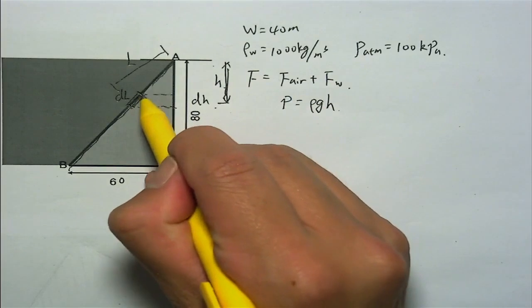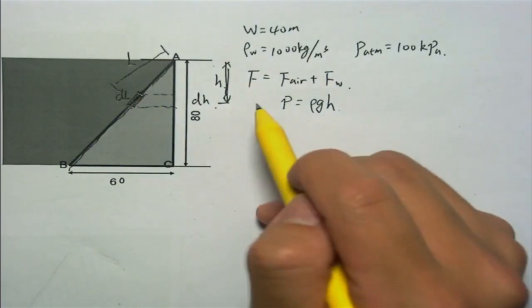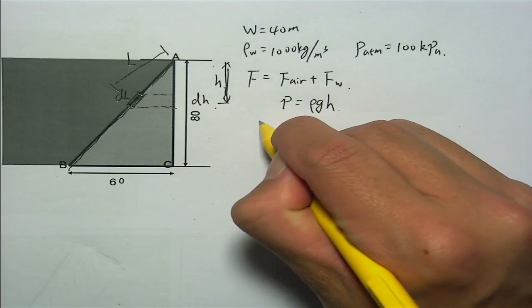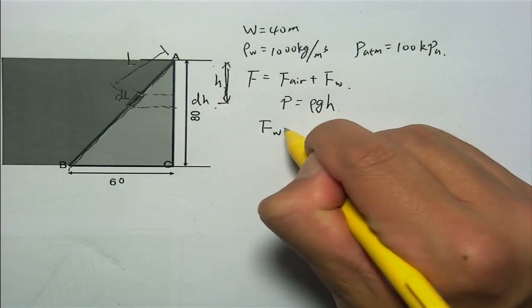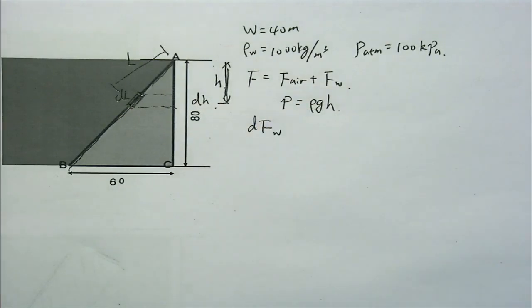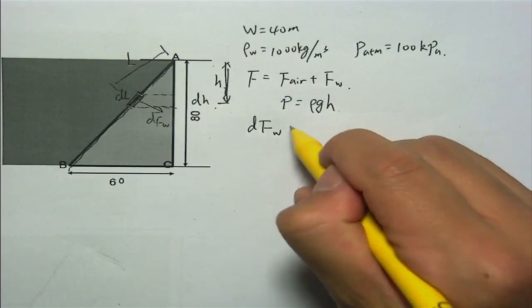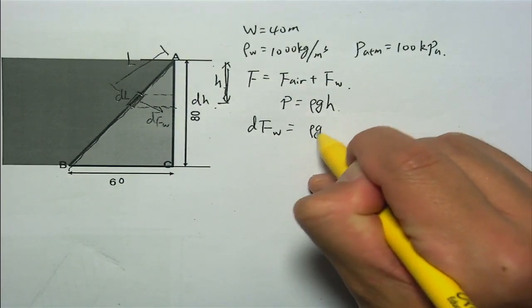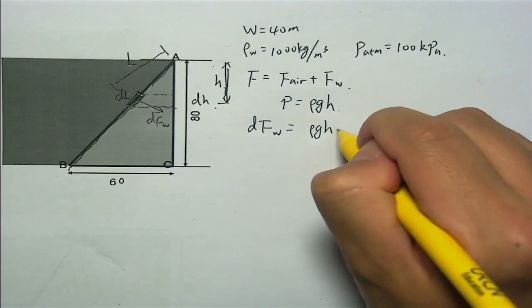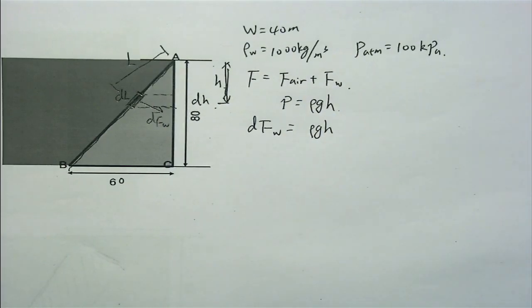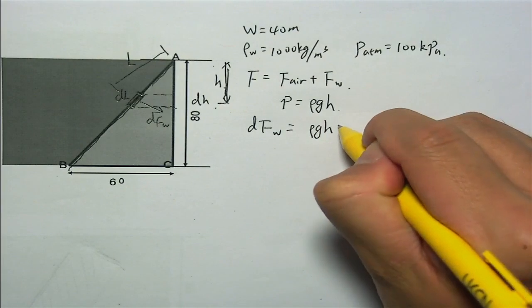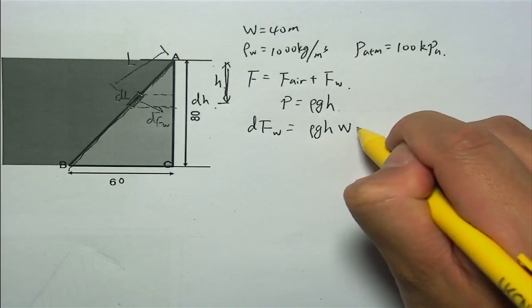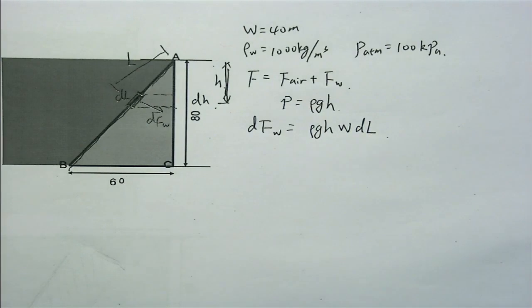So in that infinitesimal part, we can calculate the force caused by the water, dF, which is perpendicular to the surface, right? dFW is equal to the pressure rho g h multiplied by the area, which is the width W and the length dl, right? It is the force caused by the water.